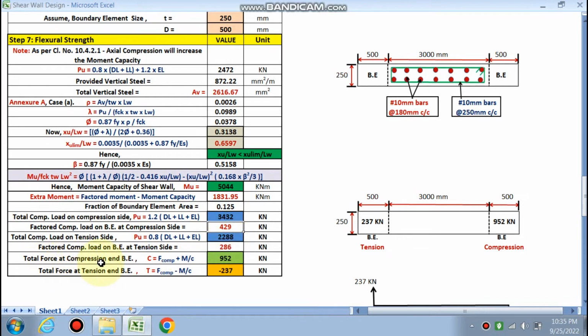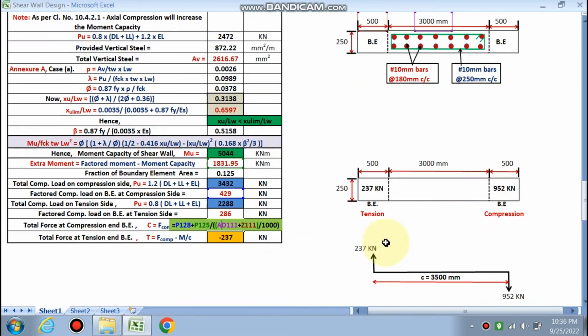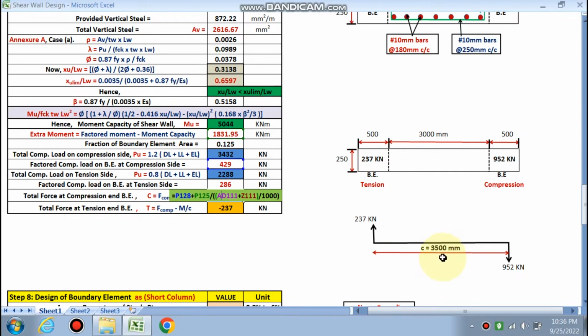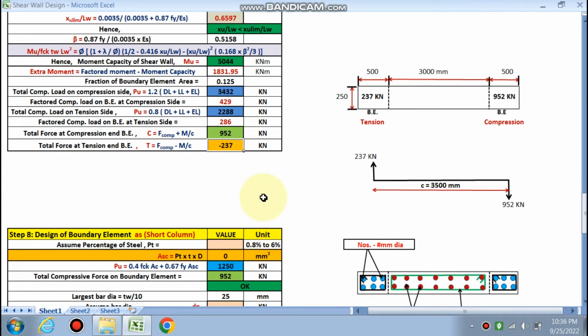So finally the total force on compression end is F compression. This is 429 plus M by C, that is the moment, that is the extra moment divided by the center to center distance, this much, right? So this is 952 on the compression side, total compressive load, and same for the tension side. This is 286, the factored compressive load on tension side, minus this one is minus moment divided by C, center to center distance. So 237 is the load on the compression side.